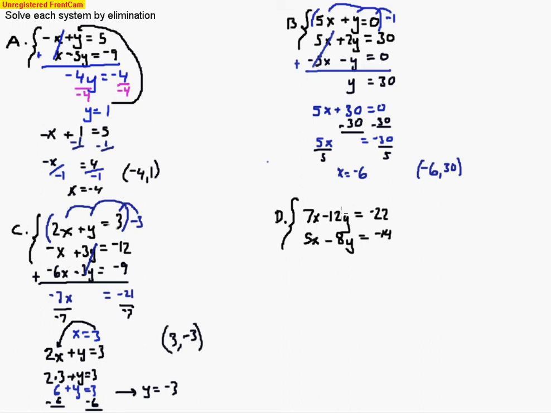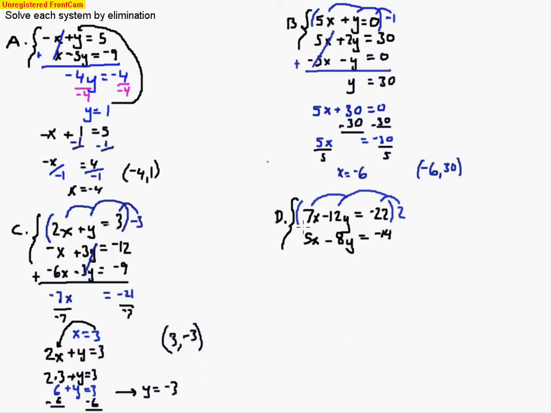Now, the reason I'm looking at y's is I see 12 and 8. There is a multiple that's not too much bigger than these numbers that I can use. And that multiple is 24. So I am going to multiply this equation by some number to make 12 24. And that's going to be 2. I'm going to multiply that by 2. So every number there gets multiplied by 2.